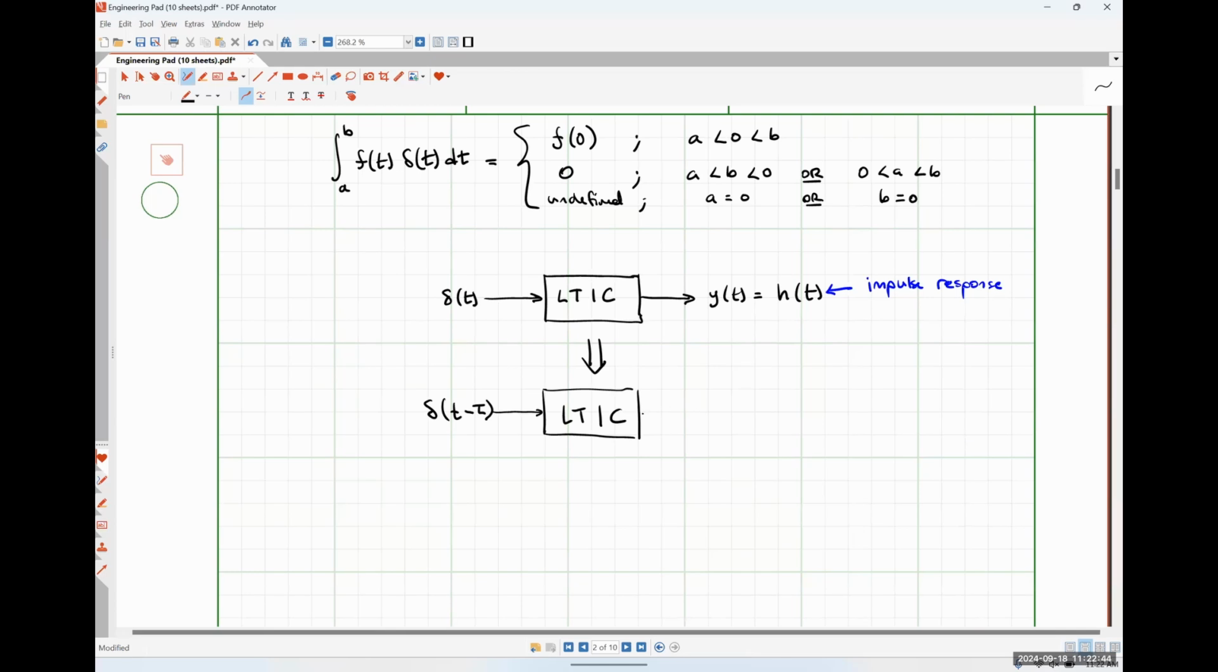It should make sense to you all that our output should just be a time-shifted version of our impulse response. Okay, so that would just be h of t minus tau.